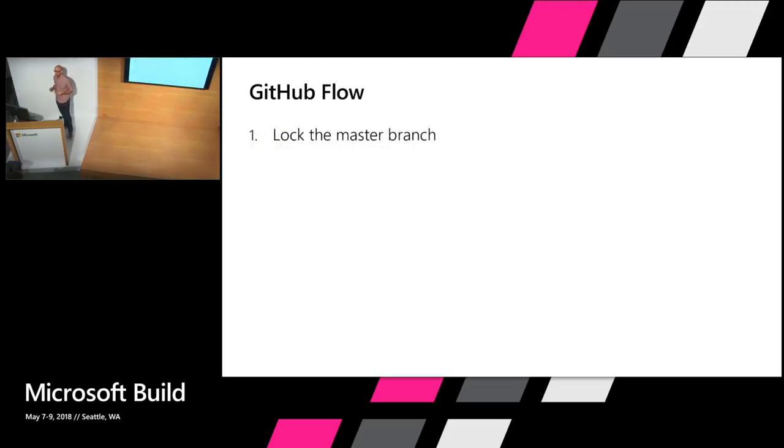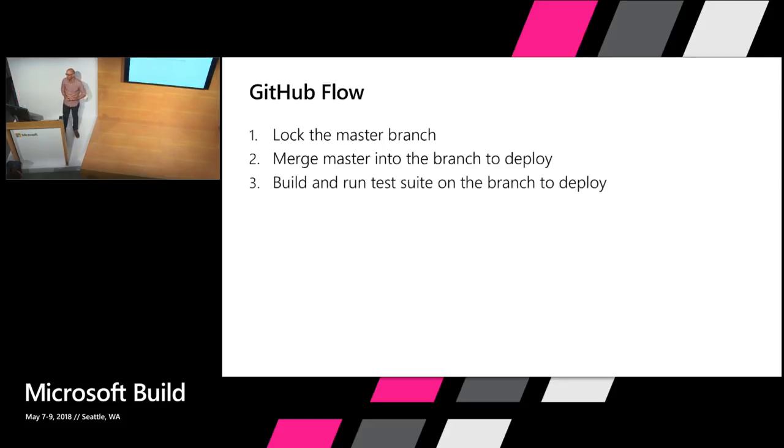So fundamentally, the way GitHub Flow works is that the master branch gets locked. This is very important, so that only one person is testing a deployment in production at one time. Then you merge master into the branch to deploy so that you never overwrite anybody else's changes. You want to make sure that you have all the changes in master as you're about to deploy to production. You do a build.